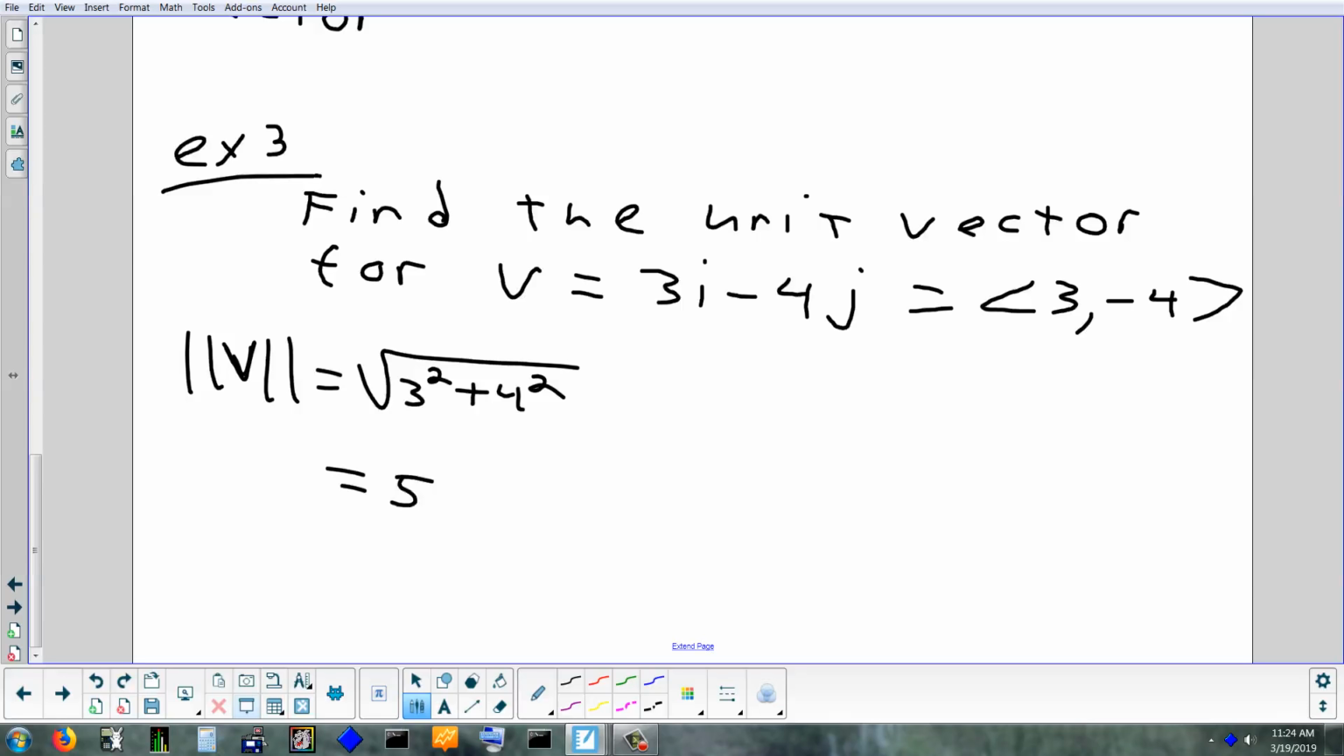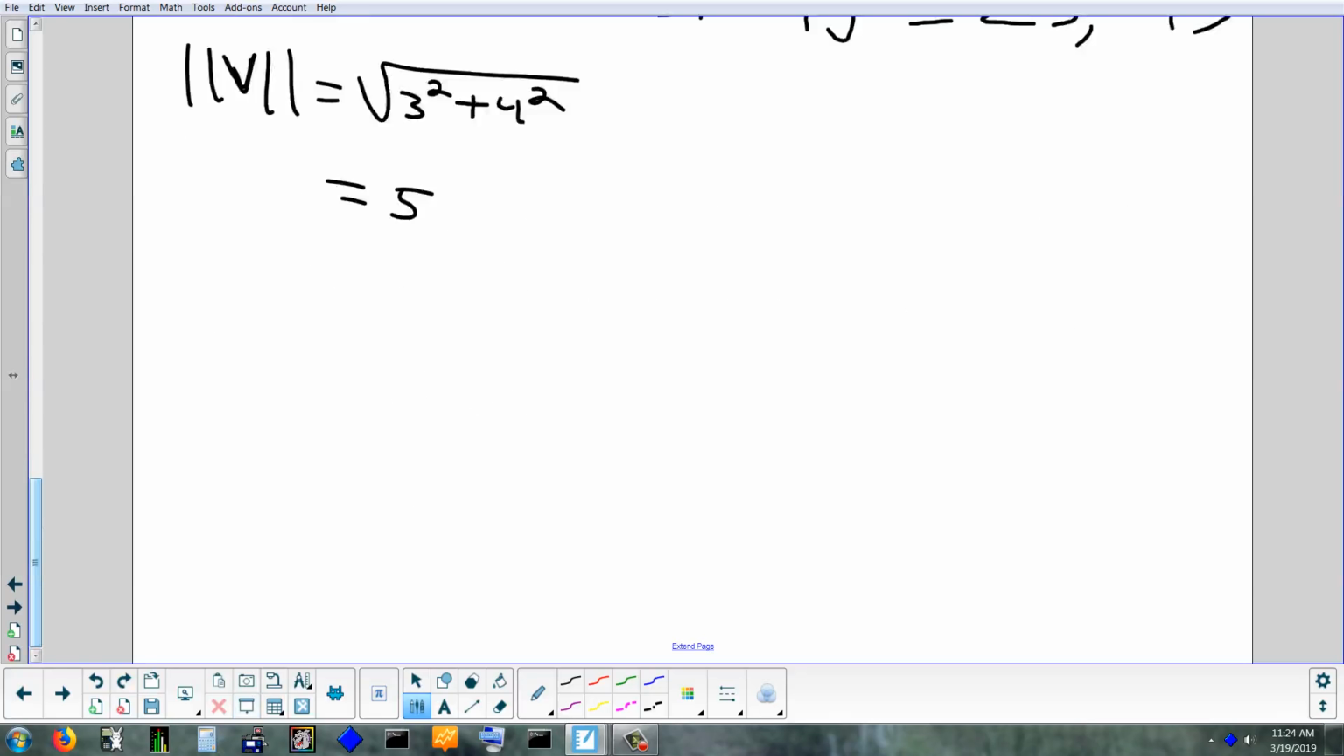Okay, so this is not a unit vector. So what does that mean I need to scale this vector by? Robin? 1/5. So I'm going to take my vector and scale it by 1/5, and that's going to give me a unit vector. Okay, so that's my goal, find the unit vector, which we just call u. Okay, so let's do it up.